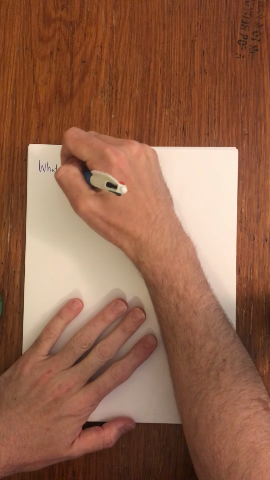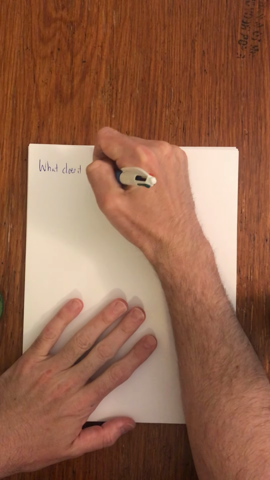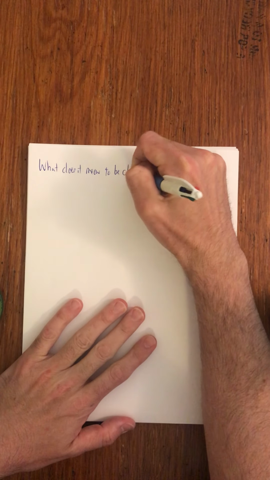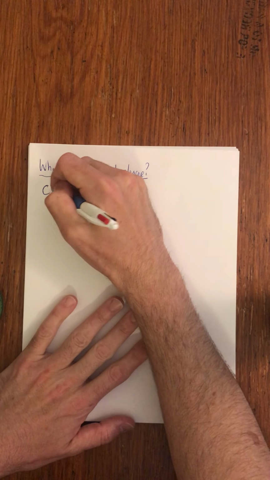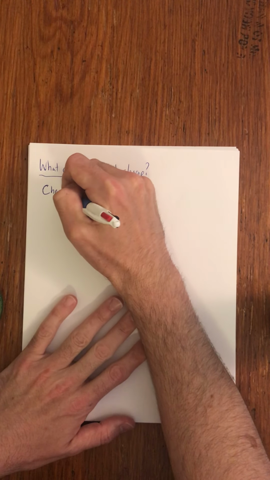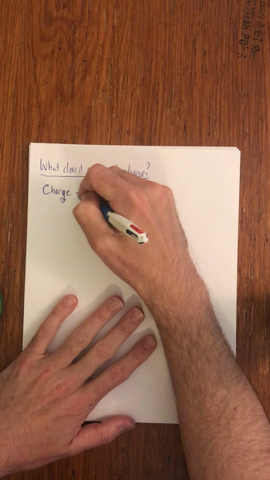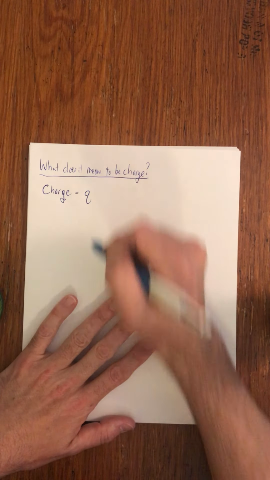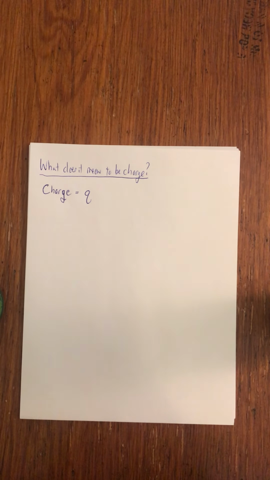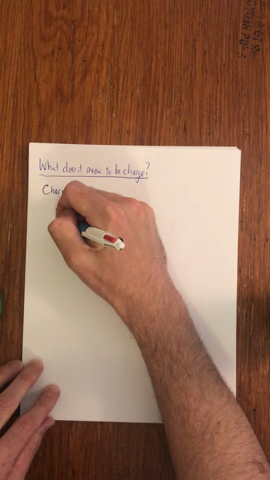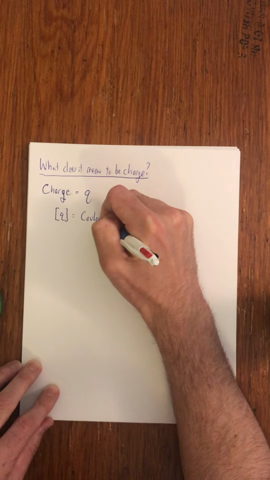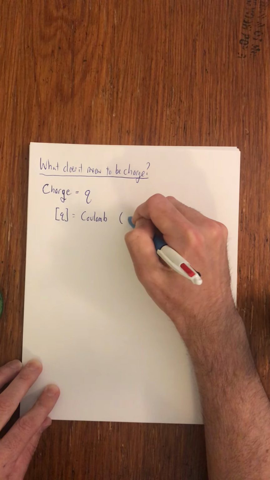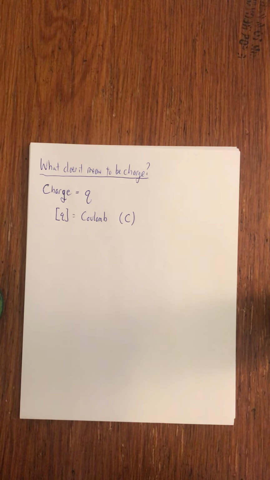So, what does it mean to be charged? All right. So first off, charge is a basic quantity of nature. The symbol for charge is going to be lowercase letter q. Why? We're running out of letters, so just go with it. And the unit for charge is going to be something called the coulomb, which we denote with just a capital C, not a lowercase c.